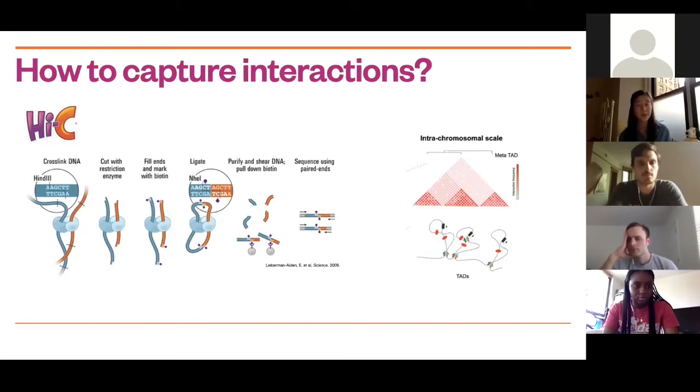So with these chimeras, you can then sequence the whole length of the chimera, and based on sequence alignment, you can infer where the blue piece of DNA came from and where the orange piece of DNA came from.